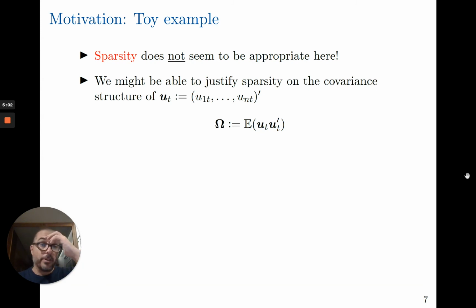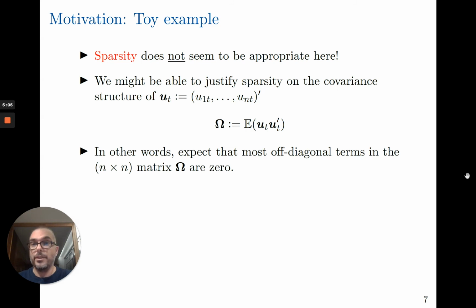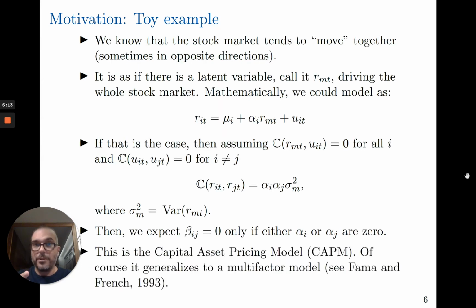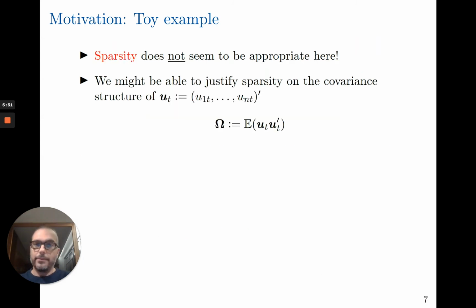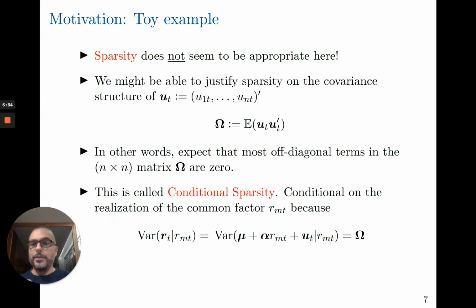But we might be able to justify sparsity on the covariance structure of u. In other words, we expect almost zero off-diagonal terms in the n by n matrix Omega_0. This matrix Omega is the covariance of the u's. So what we can say is that after we remove the factor, the remaining idiosyncratic returns are almost uncorrelated. And this is called conditional sparsity. Conditional on the realization of the common factor, we have sparsity.